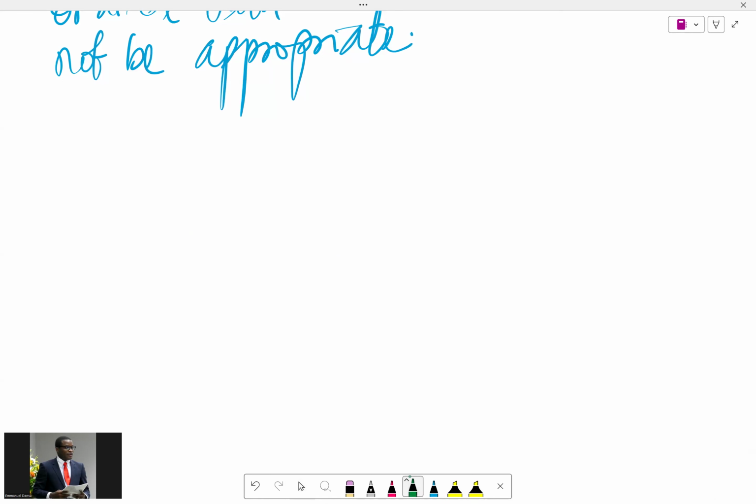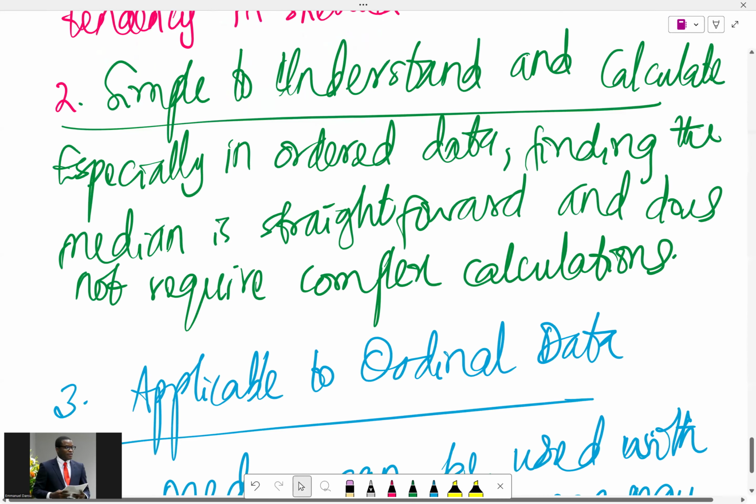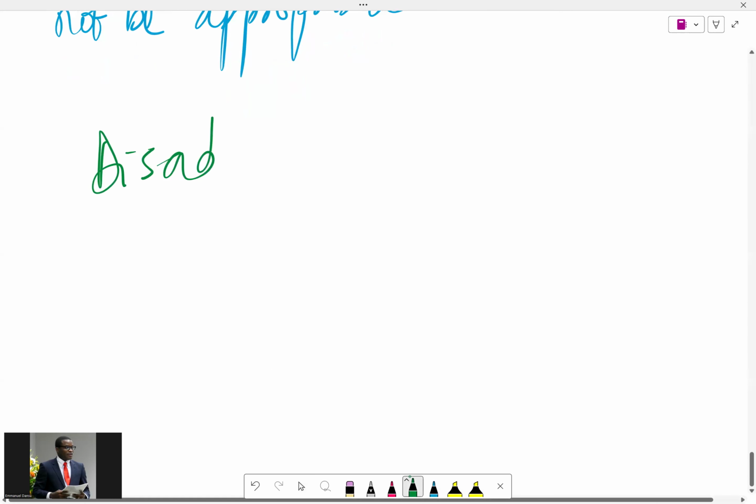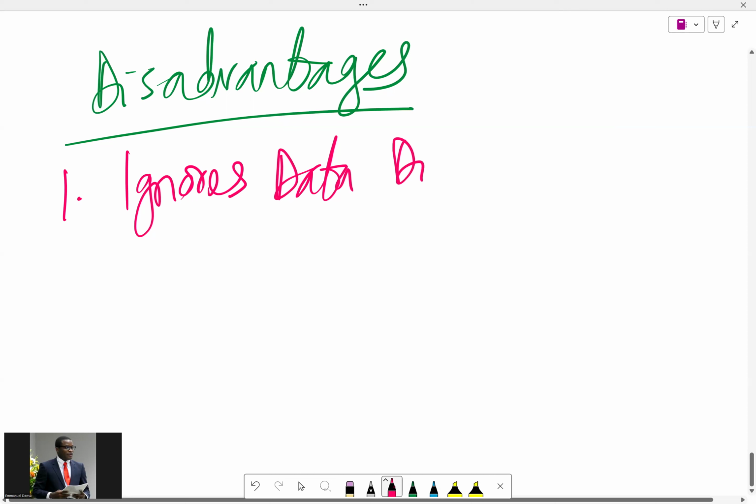So let's move on to the disadvantages. We've talked about the advantages already. The disadvantages of median: we have only two. Well, the median ignores data distribution, because it's just arrangement and picking the center value.